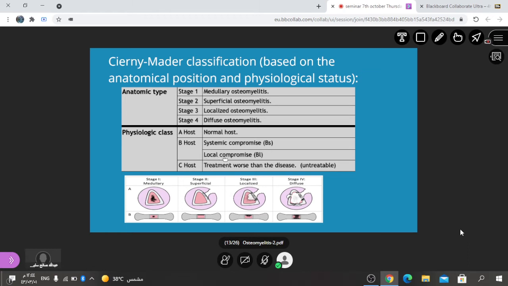For the locally compromised patient, he has compromised vascularity. So we'll see it in patients with arterial or venous disease, scarring, or even smoking is considered a local compromise. For the C host, the patient is untreatable for the infection itself; the treatment is worse than the disease. So there is no quality of life improvement if the infection is cured, and the morbidity of the procedure itself exceeds that of the disease. Mostly these patients will be managed conservatively.